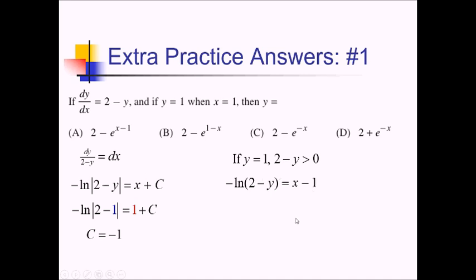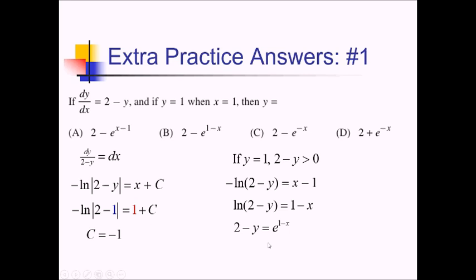Almost there, but I have to isolate y first. Let me start by negating everything to get rid of the negative outside the ln. So I have ln of (2 minus y) equals negative x plus 1, or 1 minus x, either of those. And then to get rid of the ln, I have to raise e to both sides. So that gives me 2 minus y equals e to the 1 minus x.